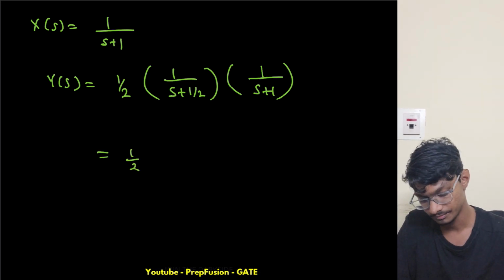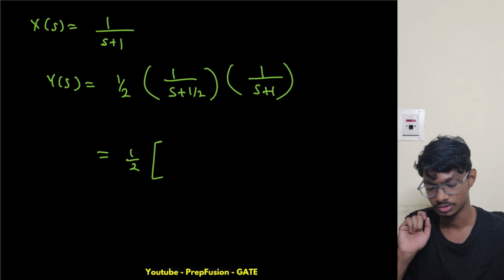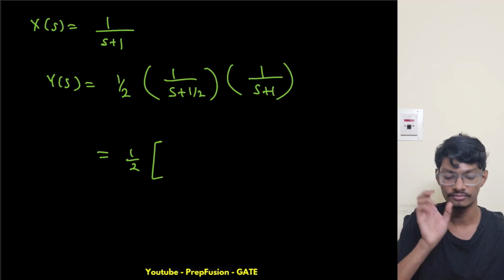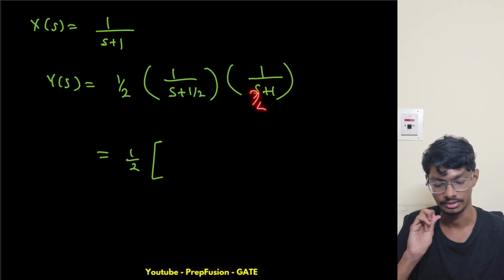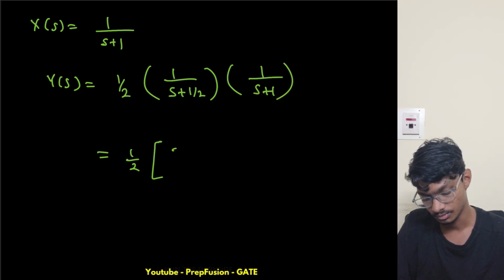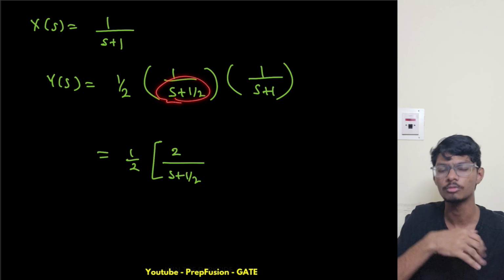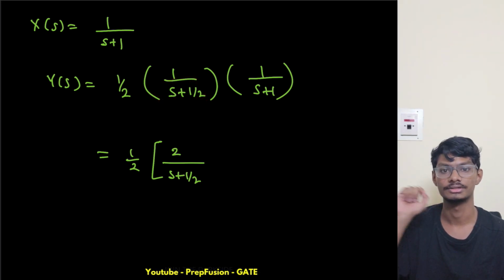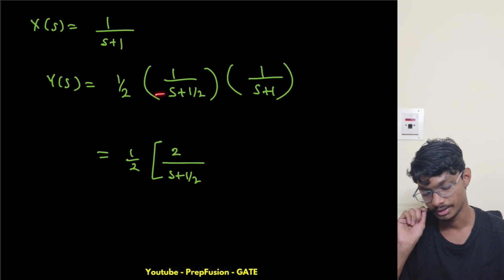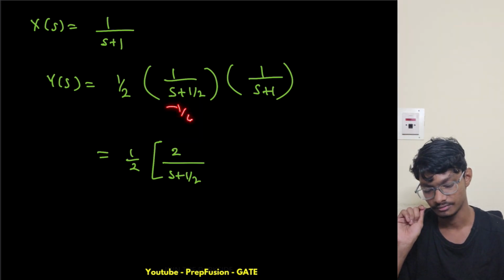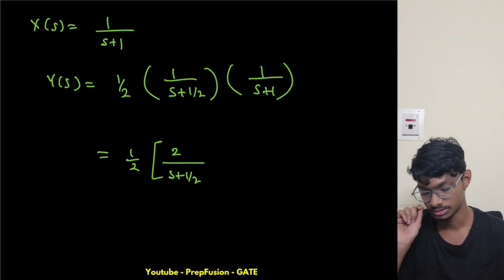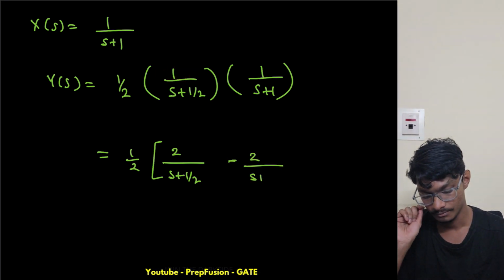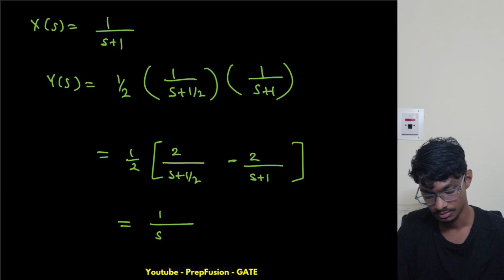So half is outside only, so putting s equals to minus half, what do we get here? We get half in the bottom, so 2 goes up, so 2 divided by s plus half. Now putting s equals to minus 1 for this, I hope you know partial fraction, we have already studied that in lecture 1 or lecture 2. So at minus 1 we get minus half, so minus 2 goes over, so this is minus 2 by s plus 1. Now what is this? 1 divided by s plus half minus 1 divided by s plus 1.